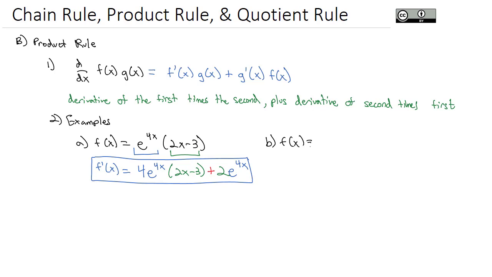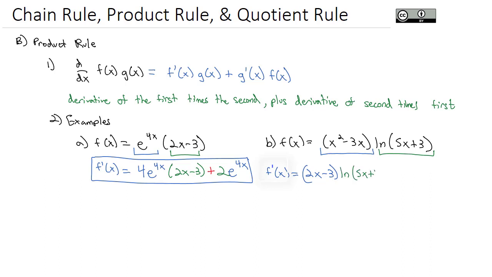Let's find the derivative of x squared minus 3x times the natural log of 5x plus 3. Again, there's two functions here multiplied together. We've got the x squared minus 3x, and it's multiplied by the natural log. Those are my first and my second. So to find the derivative, we're going to take the derivative of the first function. The derivative of x squared minus 3x is 2x minus 3. And I'm going to put that in parentheses because there's multiple things going on there. So that's the derivative of the first function times the second, which is the natural log of 5x plus 3.